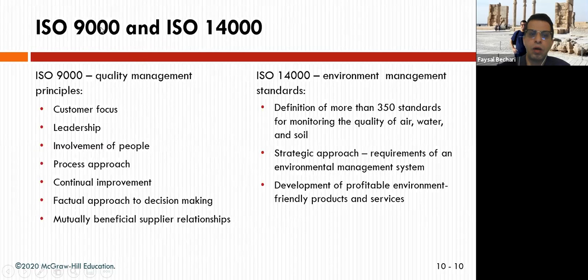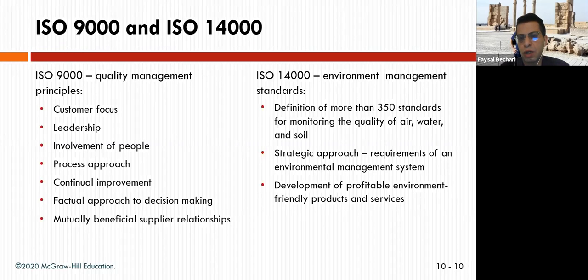Now, in the ISO 9000 and ISO 14000, the ISO 9000, which is the quality management principle, is supposed to be customer focused. There is leadership, involvement of people, process approach, continual improvement, factual approach to decision making, and mutually beneficial supplier relationships. In a further detailed advanced course, you would take each part of it in a different course, probably, or the same, to understand how these things are done.